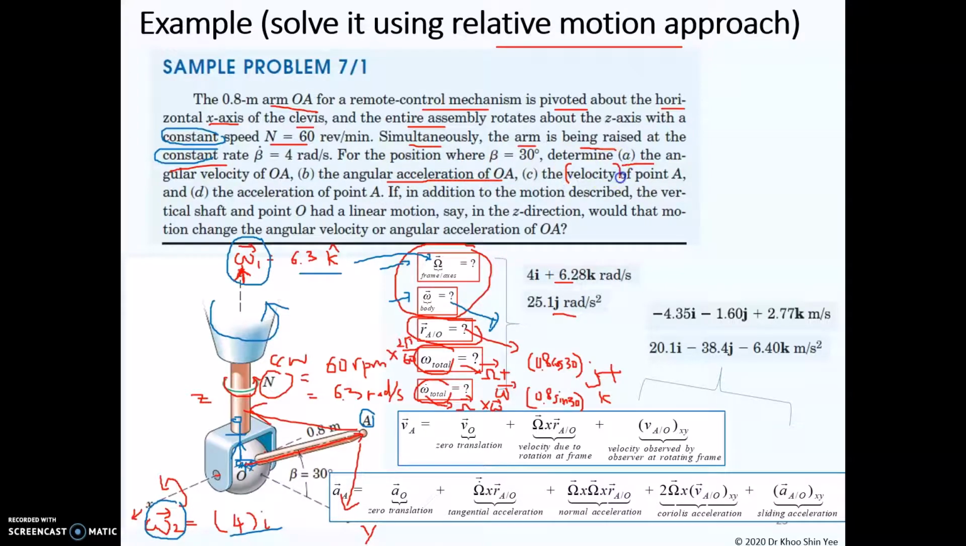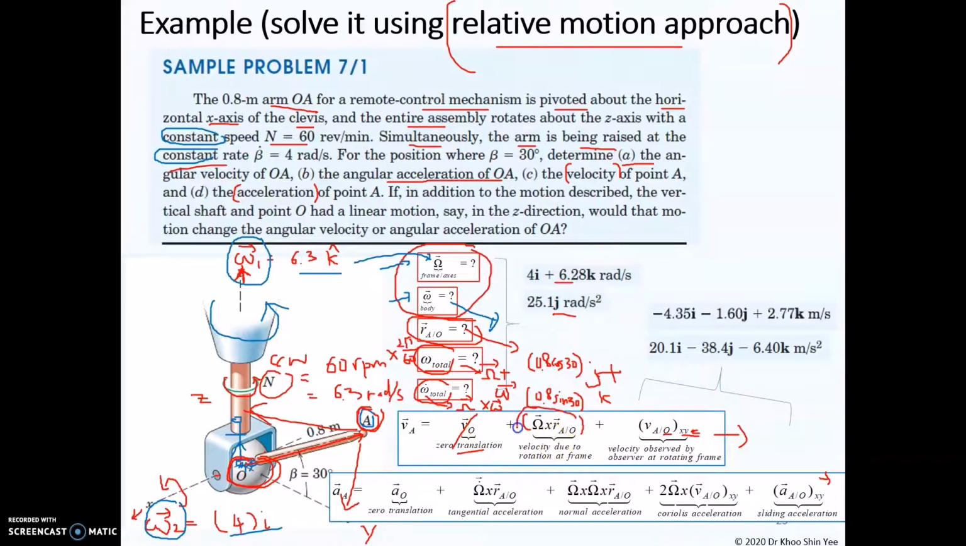And then you need to find the velocity and acceleration of point A. You must learn how to use the relative motion approach to form the equation. The velocity of A is equal to the velocity at O plus the velocity of A with respect to O, and O here is at the small letters xyz, which means this is a non-inertial frame. If you have a non-inertial frame, you have the rotating frame effect. The point O doesn't move, therefore there is zero translation, so this component can be cancelled.